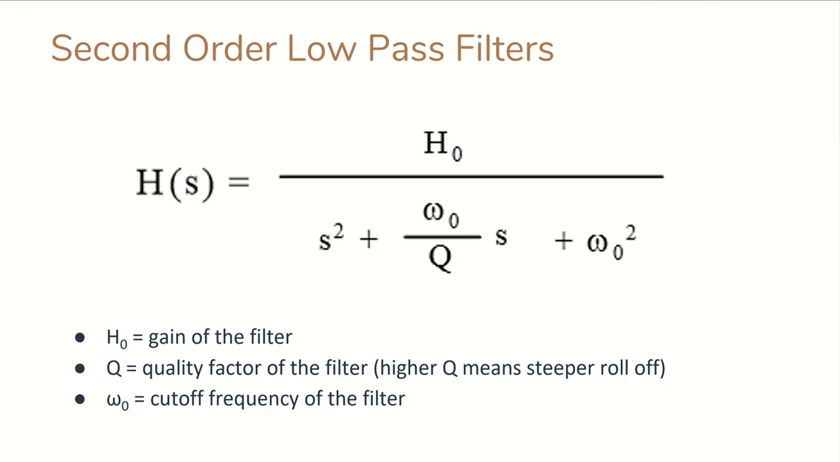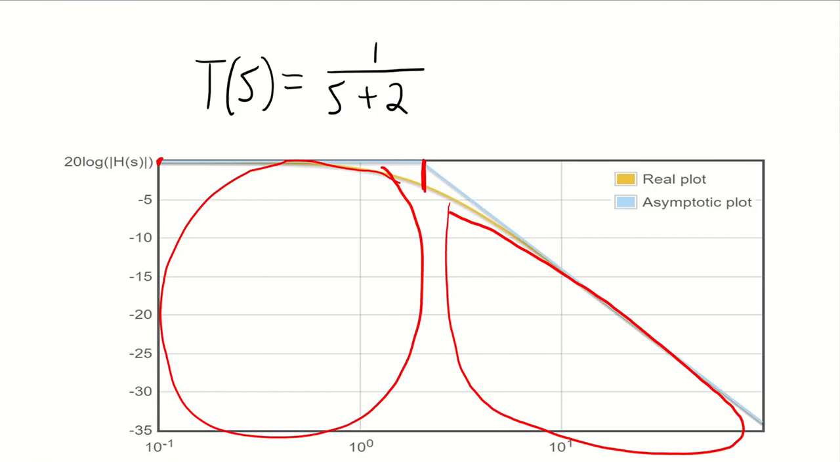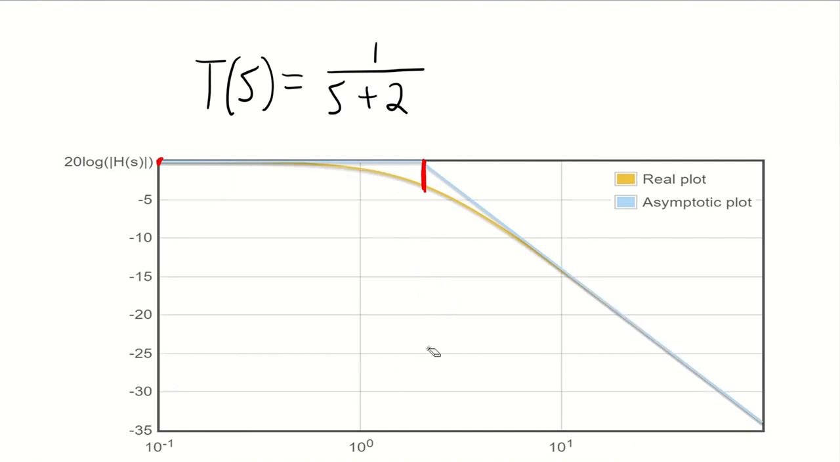Another low pass filter is a second order low pass filter. Here we have H naught, which is the gain, and omega naught is still the cutoff frequency. Again, if you take the limit of this as omega approaches 0, you'll get a constant value. If you take the limit as omega approaches infinity, you will get 0. So it'll have the same basic shape as our first order low pass. The only difference is, depending on your coefficients, you will have different cutoff frequencies and gains, but the same general shape, and the roll-off will be steeper.